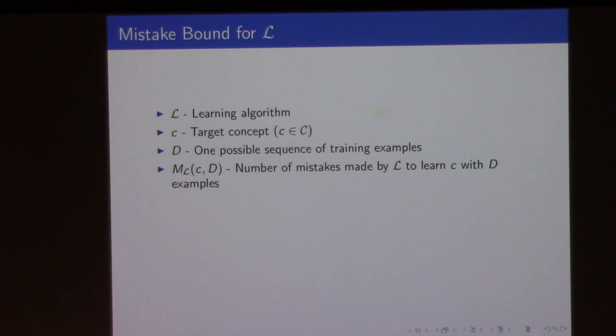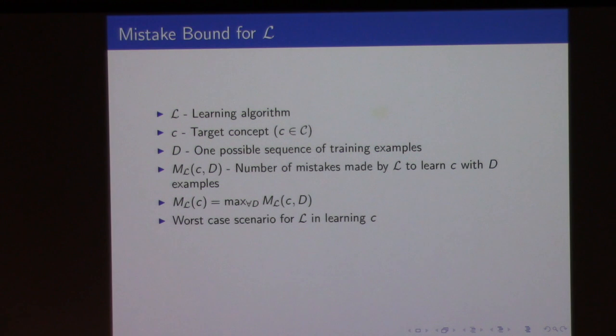So let's consider one D, right? This number, M_L of C comma D, is the number of mistakes that your learning algorithm makes to learn C using this D as your training data. Okay, so let's start with this. Of course, as you see, it is dependent on what your C is, the concept, right? Because even in the same concept class, you could have different concepts. So even in conjunctive concepts, you could have one concept which could be easier than the other, right? So right now, this number is specific to the concept and the data set, and of course the algorithm.